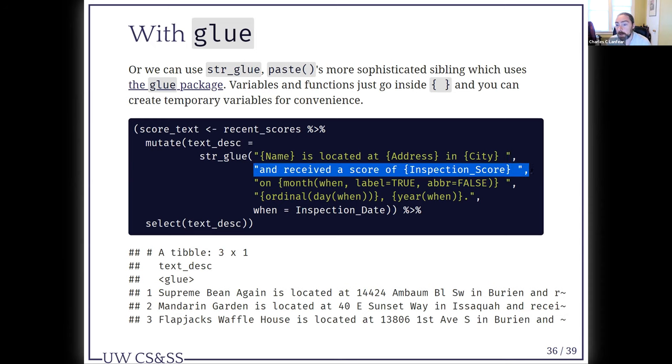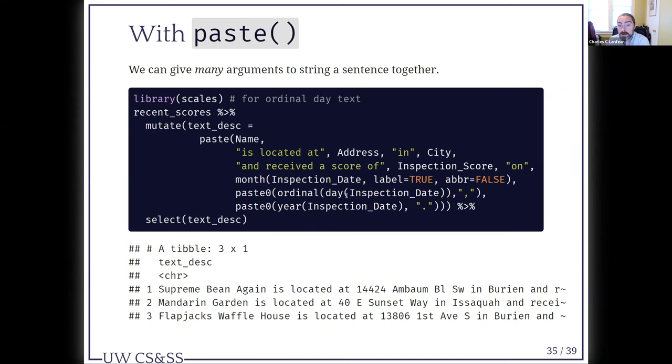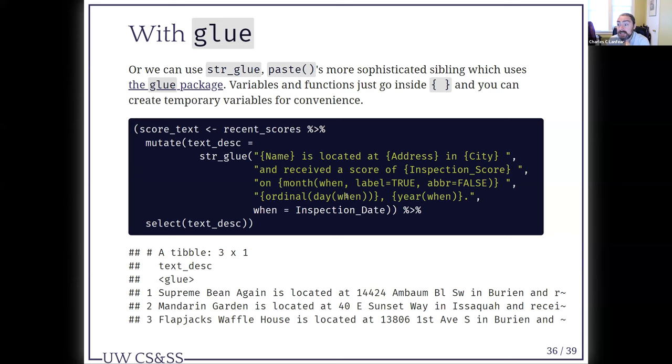You can break these up however you want to make them readable. And received a score of {inspection score} on {code}. The way string glue works is you give it just complete text written out where R code or variables goes in squiggly brackets. And you can write anything you want. It's exactly the same thing as this over here, but it's a lot easier to read and write.